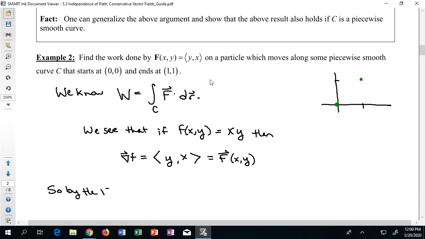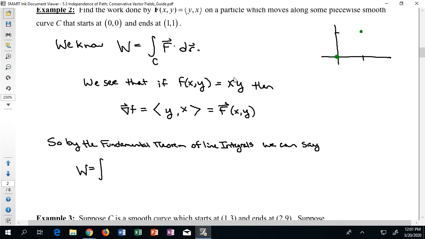So by the fundamental theorem of line integrals, we can say that the integral for my work along C of F dot dr should indeed be equal to the integral of the gradient of little f dot dr. And then that says I should just be able to go to my f function and evaluate at my stopping point and subtract what happens at my starting point.